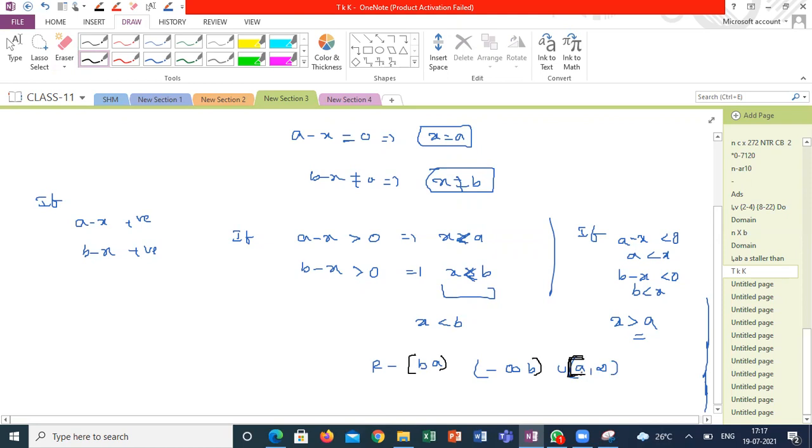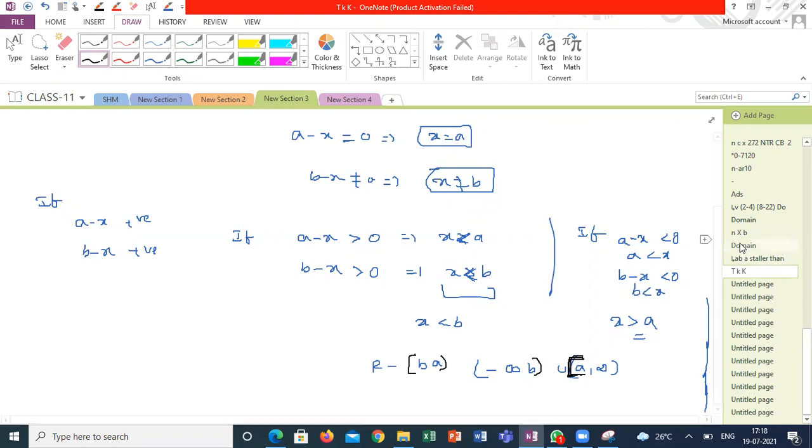A can be included. I got 4 conditions. The combination of 4 conditions you have to write in set form, as a single expression. X is less than B, and X is greater than A, and X can't be B, but X equal to A is possible. R minus this. Is it clear, guys?